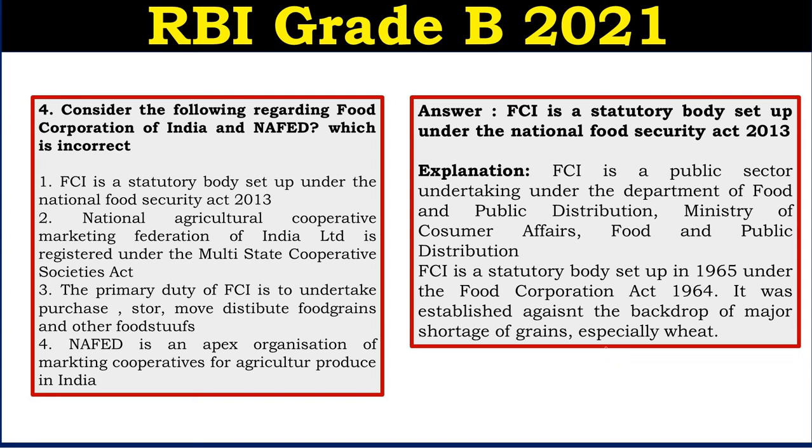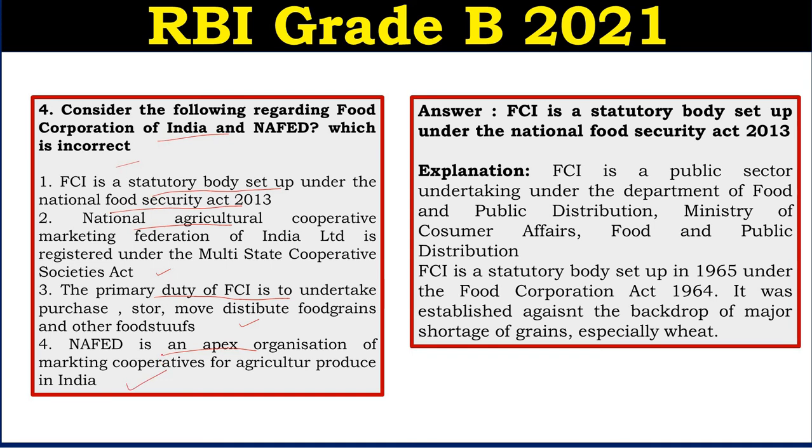Next question is, consider the following regarding Food Corporation of India and NAFED. Which of the following is incorrect? So we have to know the incorrect statement regarding these two institutions. Option 1: FCI is a statutory body set up under the National Food Security Act 2013. Option 2: National Agriculture Cooperative Marketing Federation of India, that is NAFED, is registered under the Multi-State Cooperative Societies Act. Option 3: The primary duty of FCI is to undertake purchase, storage, movement and distribution of food grains and other foodstuffs. Option 4: National Agriculture Cooperative Marketing Federation of India is an apex organization of marketing cooperatives for agriculture produce in India.